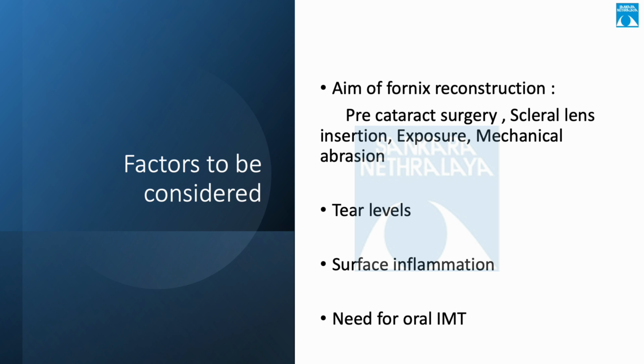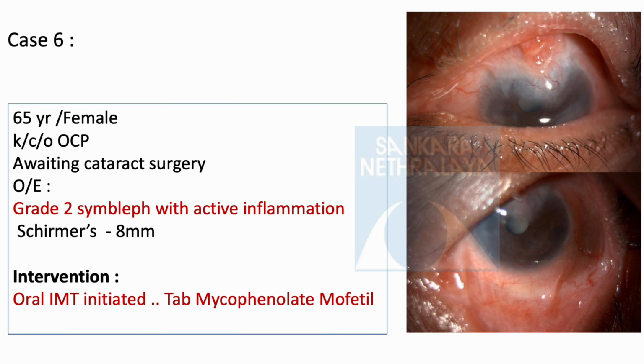A surgical intervention in patients with underlying immune disorder cannot be done in an eye which is inflamed and has to be done under adequate oral immunosuppressive therapy. Let us go through a couple of cases. This was a known case of OCP, a 65-year-old female who was awaiting cataract surgery but was not on any kind of oral immunosuppressive therapy when she presented. She had a grade 2 symblepharon, an active inflammation, Schirmer's of around 8, and a total cataract.